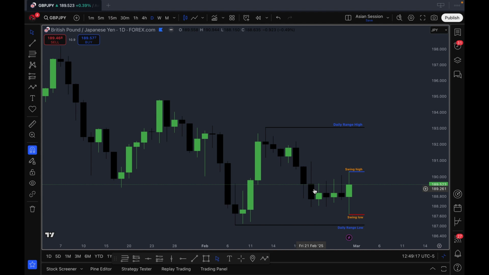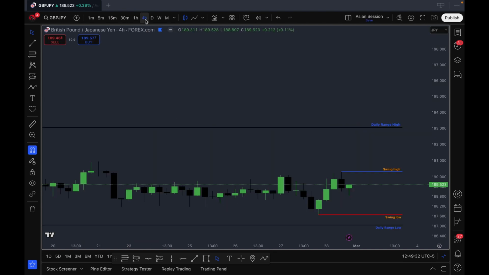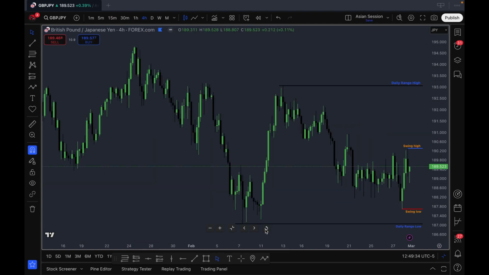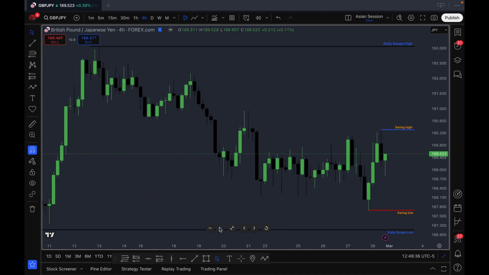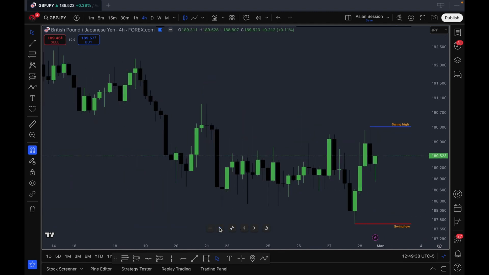So what do I do when the market is ranging like this? I wait for either a break of this swing high or this swing low, which is coincidentally the previous day's high and the previous day's low once the market opens. If I go to a lower time frame like the 4-hour time frame, it will look something like this. I'm kind of leaning more towards the sell side because of this pattern right here.